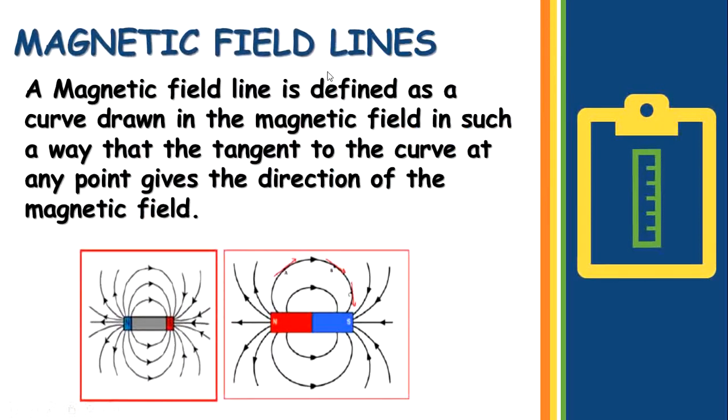What is called magnetic field lines? A magnetic field line is defined as a curve drawn in a magnetic field in such a way that the tangent to the curve at any point gives the direction of the magnetic field.